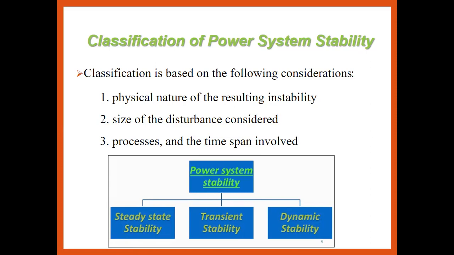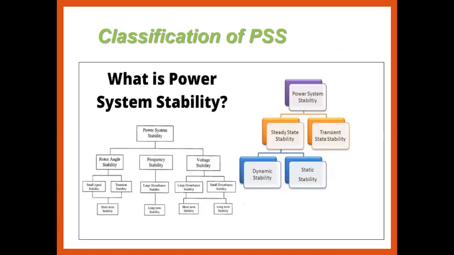Number three, processes and the time span involved. So specifically, power system stability is generally classified as steady state, transient, and dynamic. It is also classified as steady state, transient, and subtransient. This is the detailed classification of power system stability.